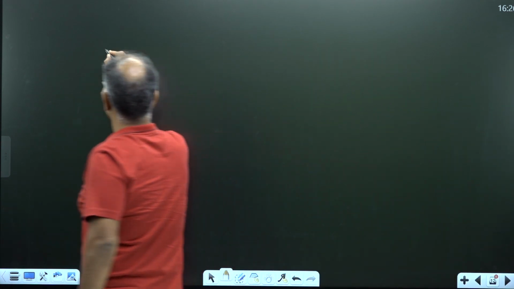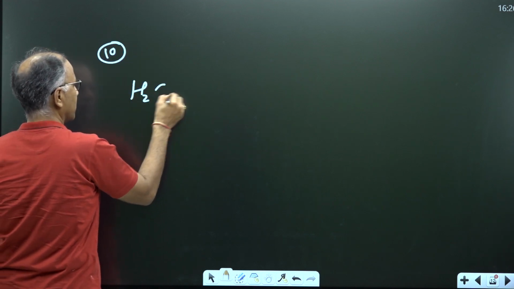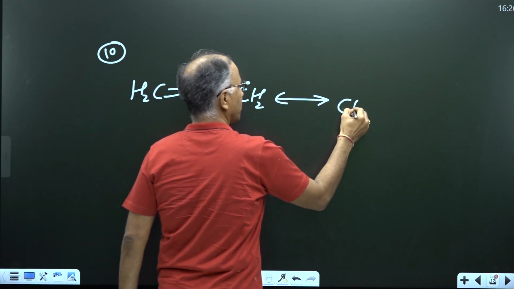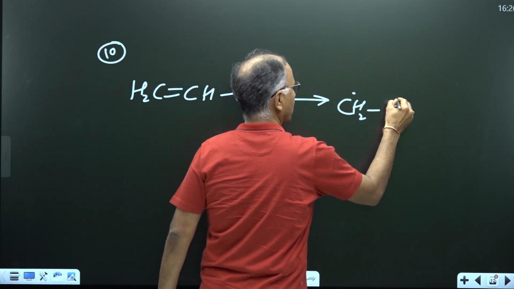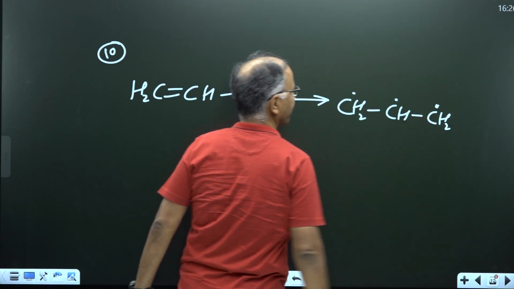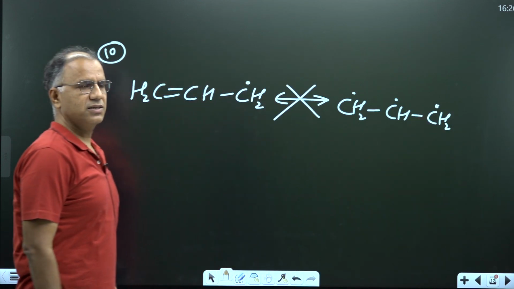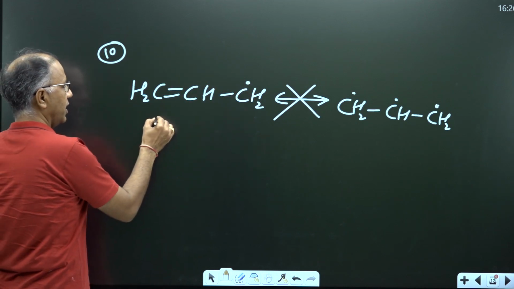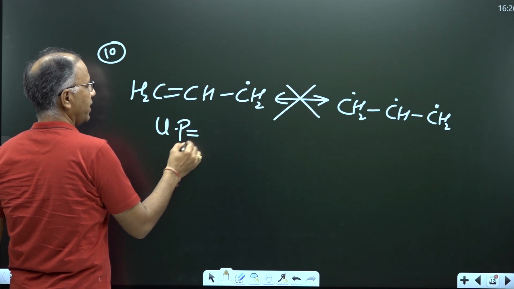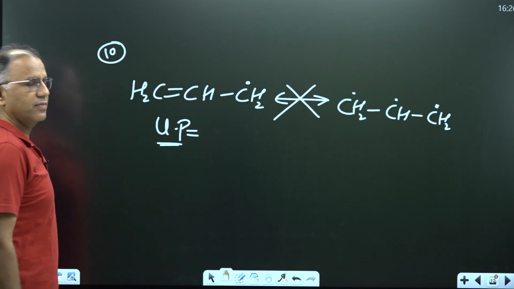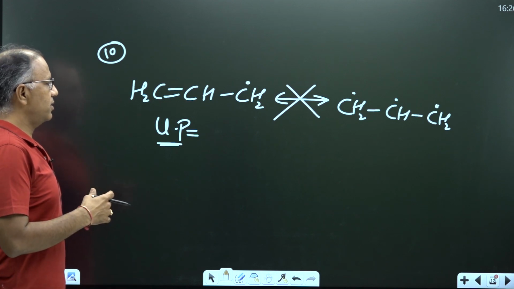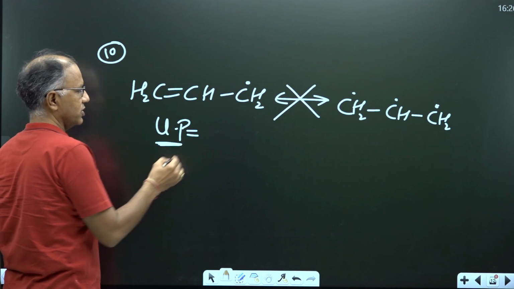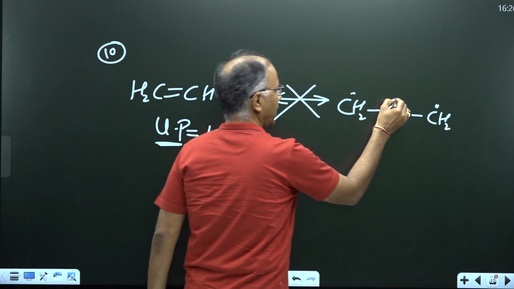One more point is there. These two are not resonating structures. Why are they not resonating structures? What is the meaning of that dot? Dot means free radical, and they are not resonating structures. In the first one, UP, what is the meaning of UP? UP doesn't mean Uttar Pradesh here, it means unpaired electrons. How many unpaired electrons? 1. And how many unpaired electrons? 3.